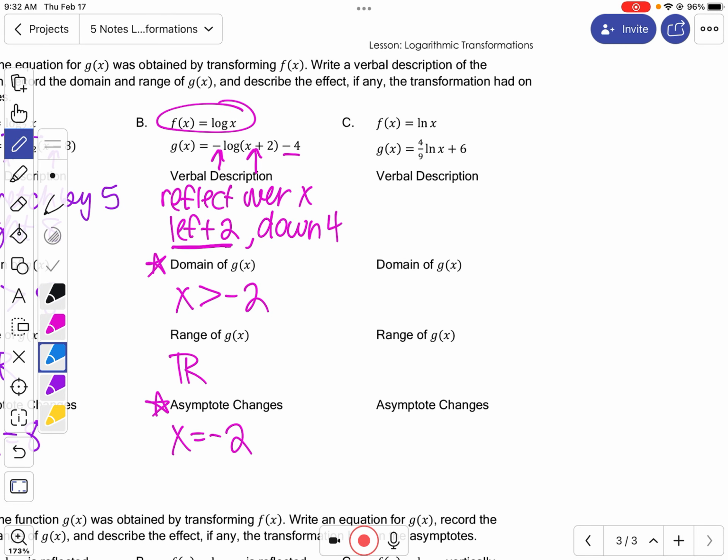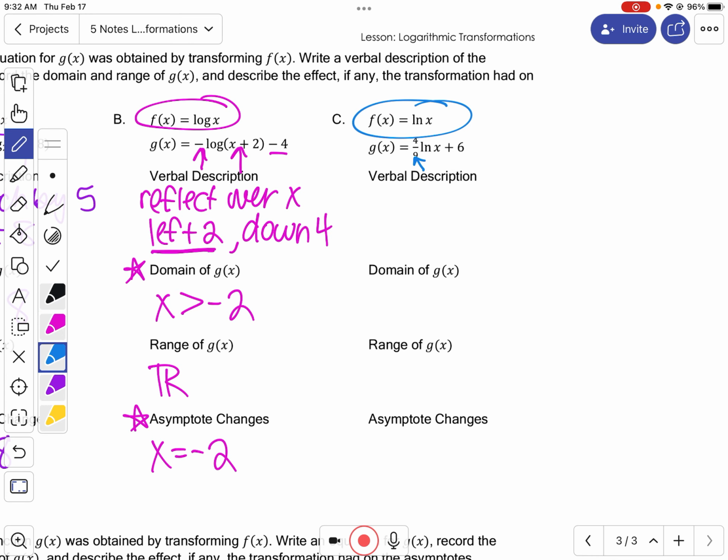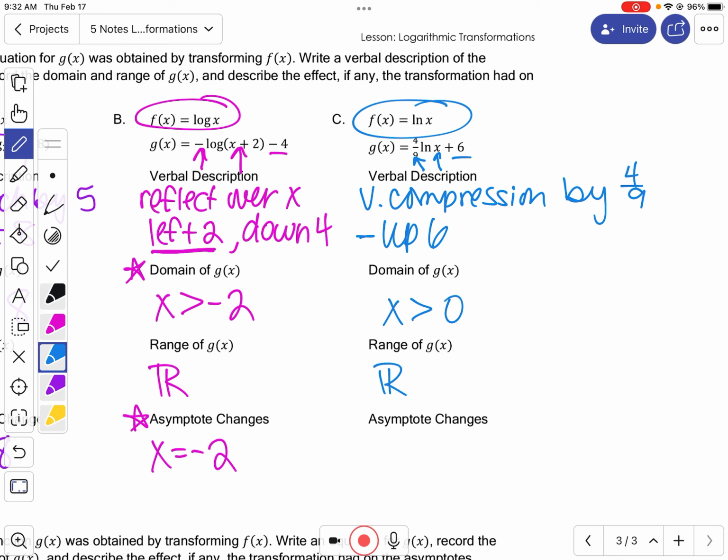Okay, third example, notice we're starting with natural log of x. So looking in the front, that would be a vertical compression, because that's in between 0 and 1, by 4/9. Notice that there's no parentheses with your x, so there's no horizontal shift, but there is a plus 6 with no parentheses, so that's going to be going up 6. Since there is not a horizontal shift, that means domain will stay the same, so x is greater than 0, and your asymptote will also stay the same.